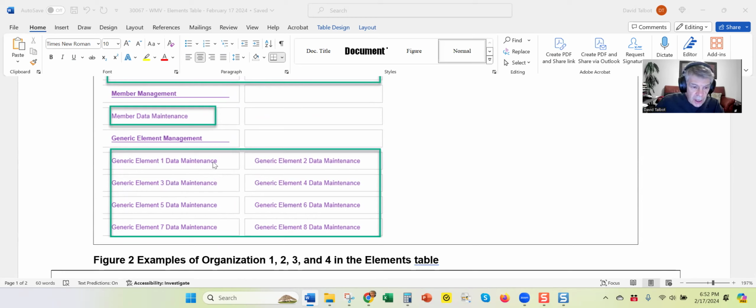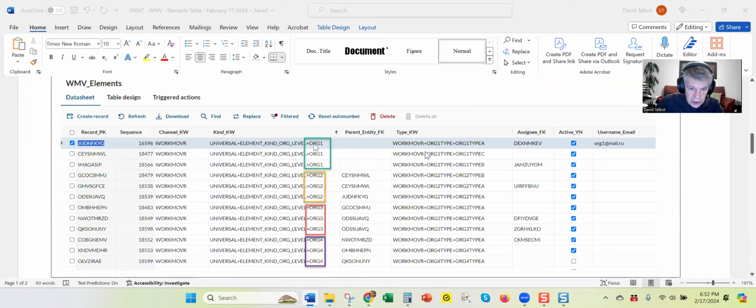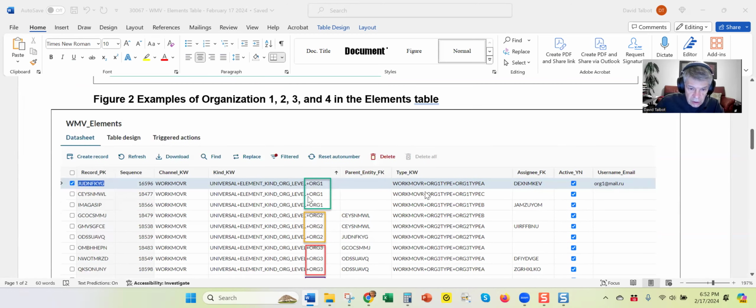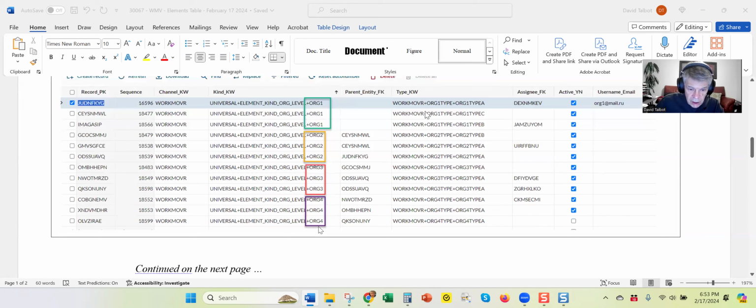Generic elements can be either people, they can be work orders, they can be invoices, they could be parking places. They're generic elements that are also all in the Elements Table. And so if you look at the Elements Table, you'll see commingled records here. So these are organization 1 records, for example, which will be the customer. Organization 2 be the division, organization 3 be the region, and organization 4 would be the location.